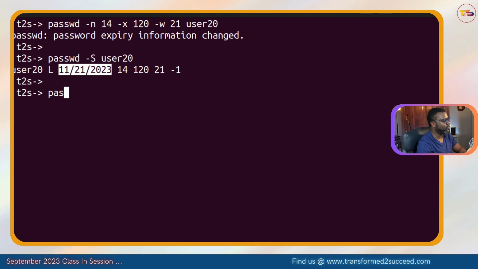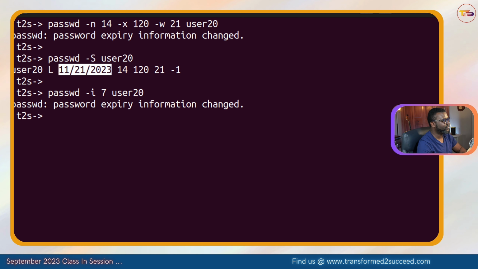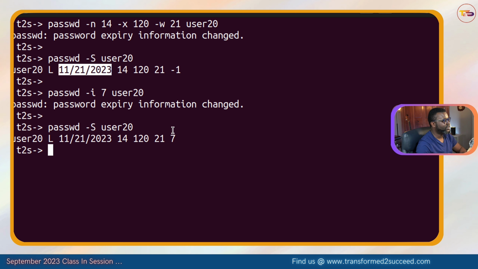So moving on, what we want to do now is set the number of inactivity days to 7. And how do we do that? We use the passwd command. It's going to be passwd -i 7, and then we apply that to user20 and press enter. So the password expiry information has been changed, and we can verify using this command, and you see it's been changed to 7.